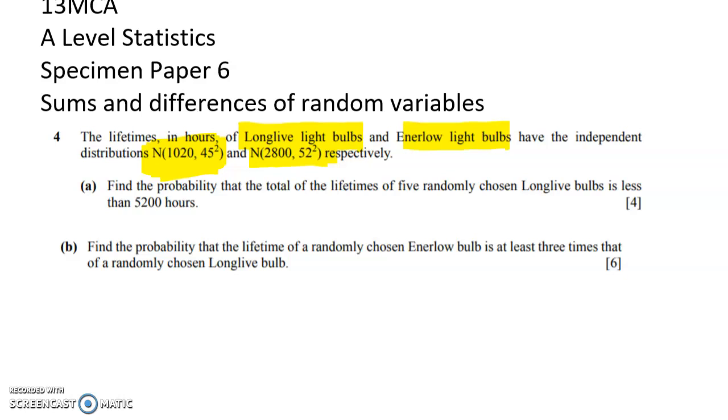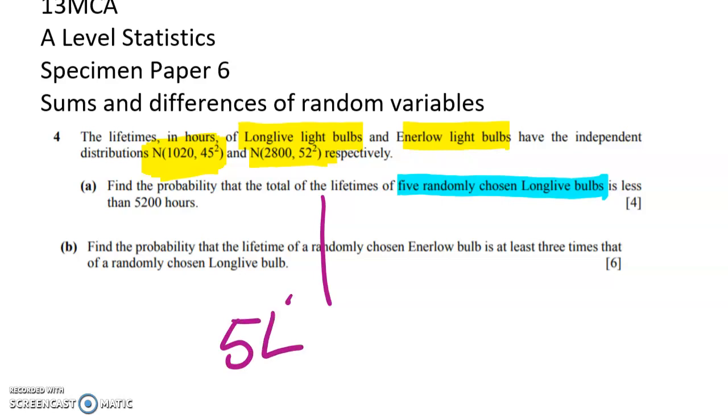The first thing we have to do is to find the probability that the total of the lifetimes of 5 randomly chosen long live bulbs is less than 5,200 hours. When you're thinking about that question, that is not the same as working with 5L. It's not a linear combination question. It's what you can think of as an L1 plus L2 and so on up to L5. And that affects how we find the mean and the variance.